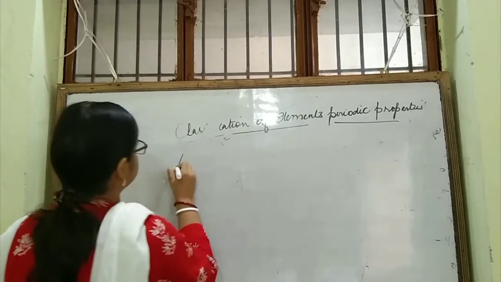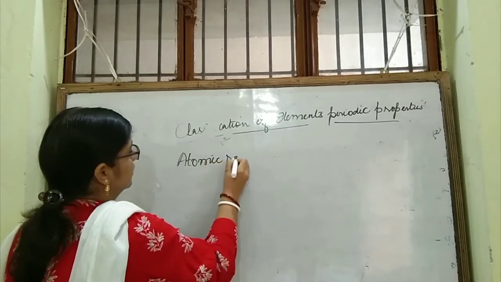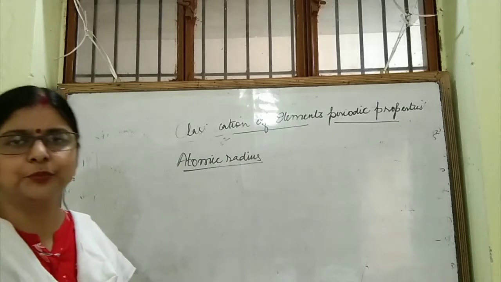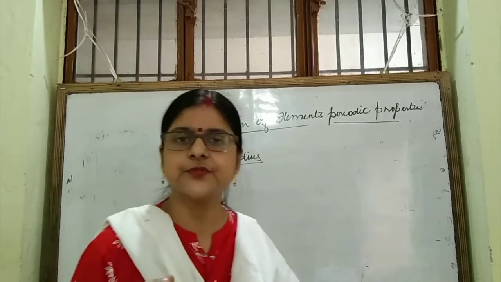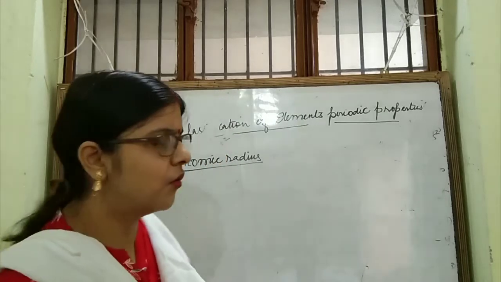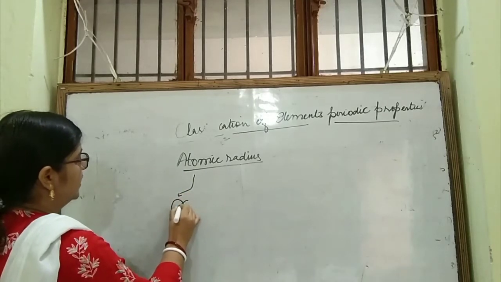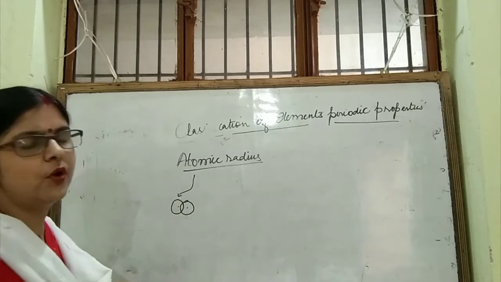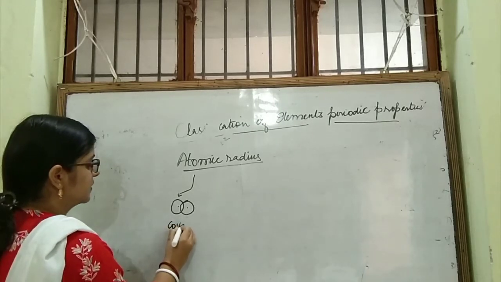First periodic property which I am going to discuss is atomic radius. I hope all of you know what atomic radius is. We all consider an atom as a sphere, so the distance from the nucleus to the valence shell is known as atomic radius. Now, atomic radius is expressed in three terms. One is covalent radius. For elements whose atoms form covalent bonds, we find the covalent radius.